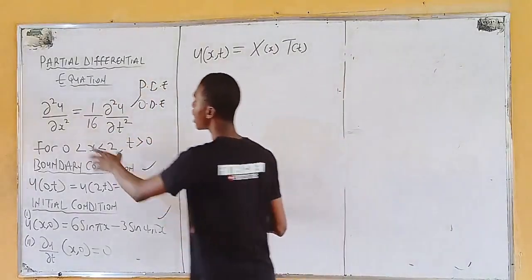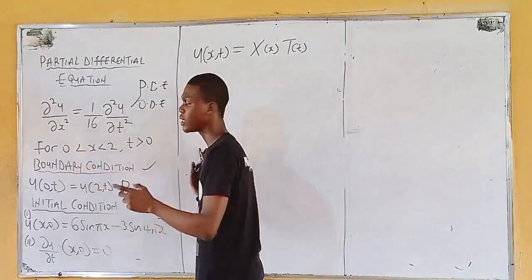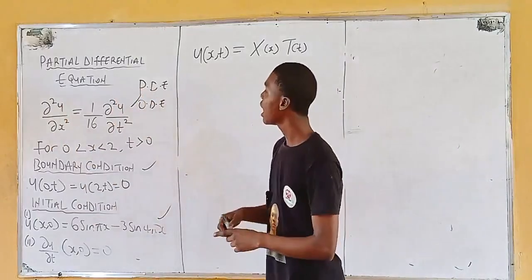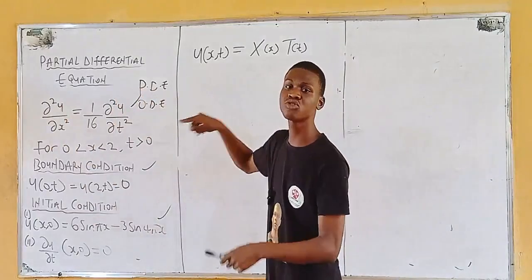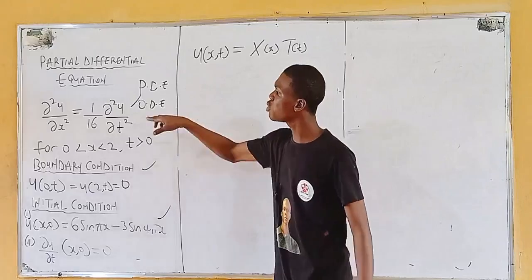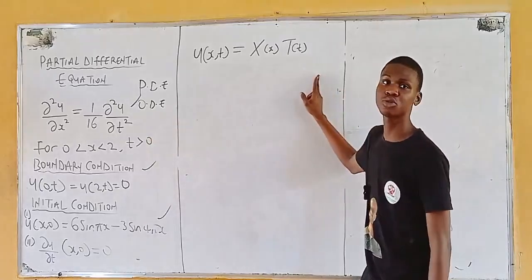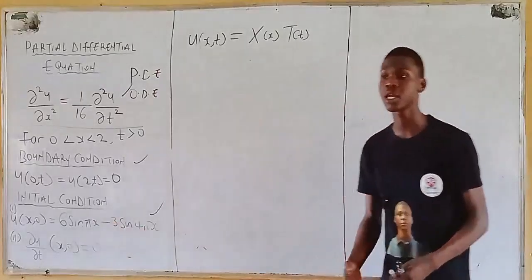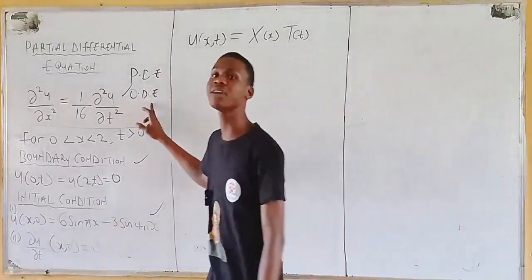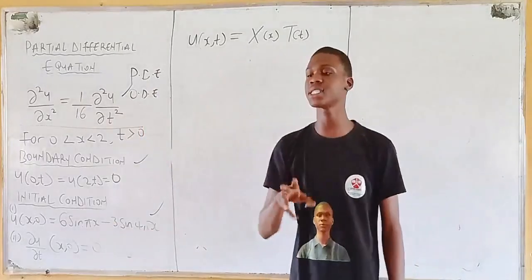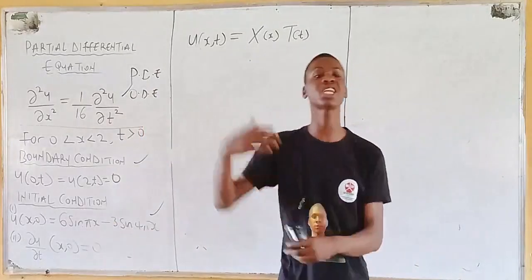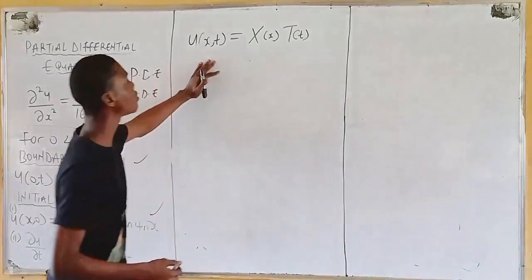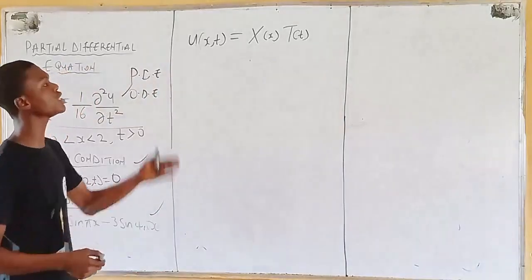So I'm having two differential terms, right? The first is the second partial derivative of U with respect to X, and the second partial derivative of U with respect to T. I'm going to evaluate these partial derivatives from this general solution. You know the reason why we are differentiating? We are differentiating so as to get to an ordinary differential equation. The whole idea is that we want to change this partial differential equation to an ordinary differential equation, right?